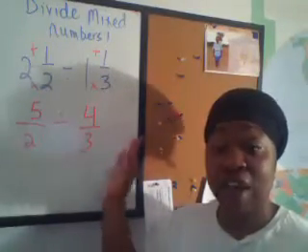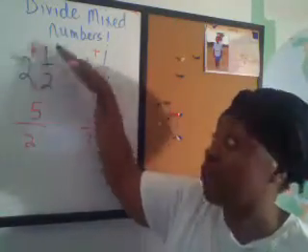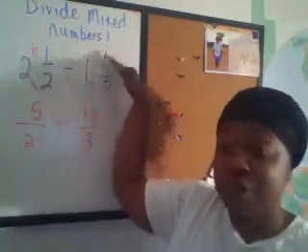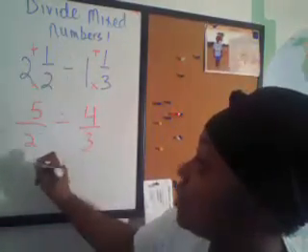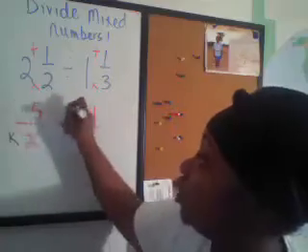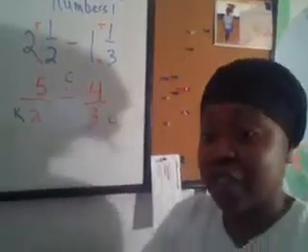Now I can do keep, change, because now I have improper fractions. They look like a fraction. I can work with this. I cannot work with that. I need to turn mixed numbers into improper fractions. So let's begin. This becomes keep, change. That means I'm going to keep the 5 over 2. I'm just going to pull this down a little bit.